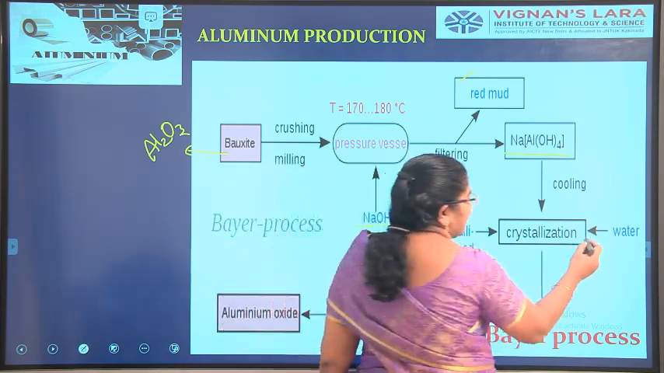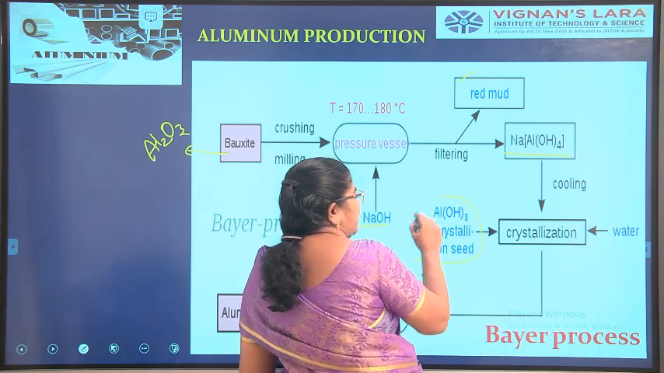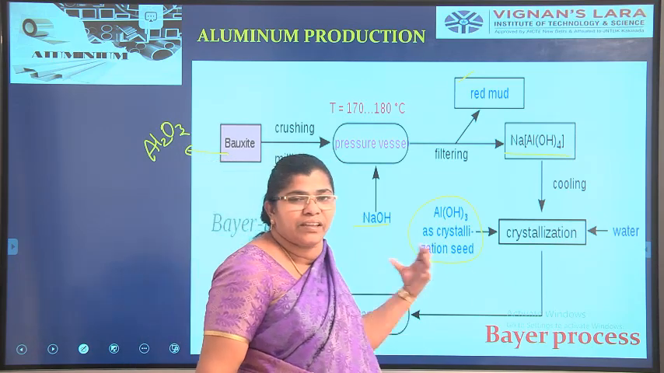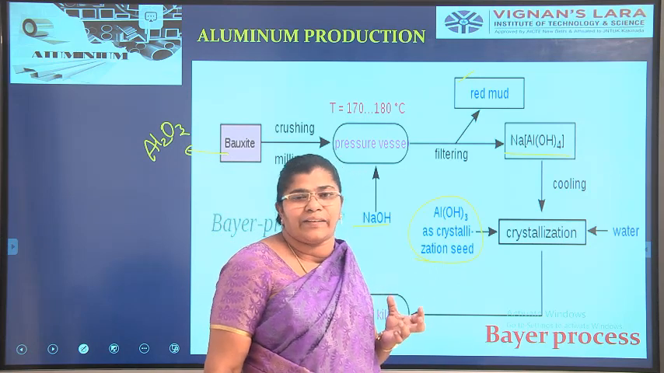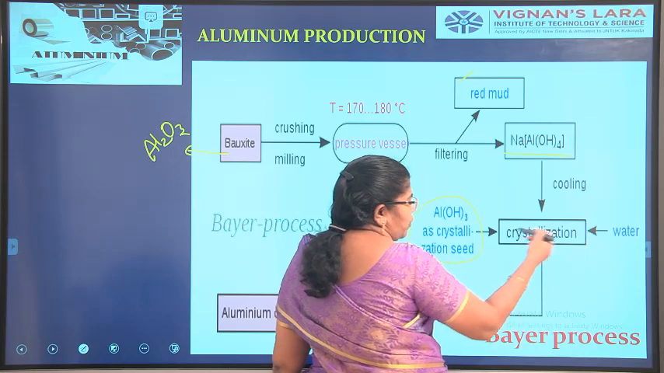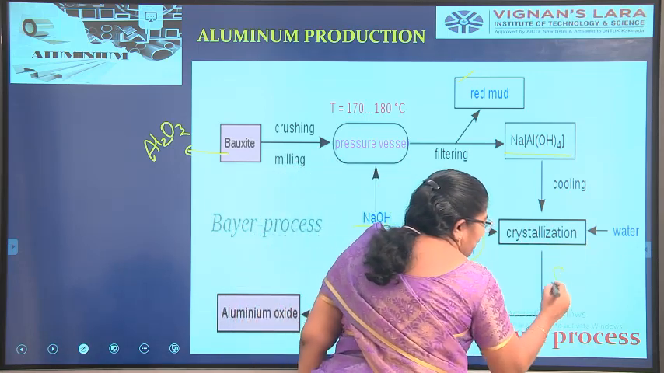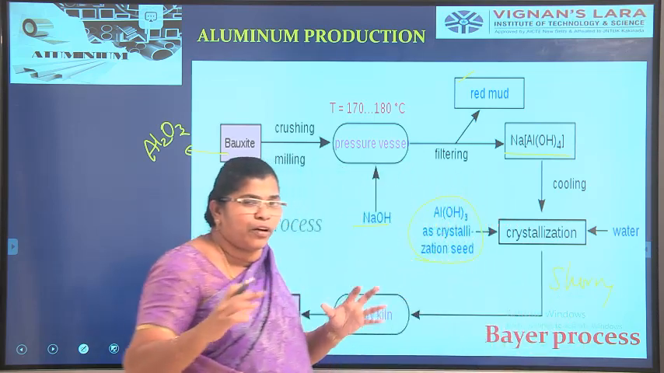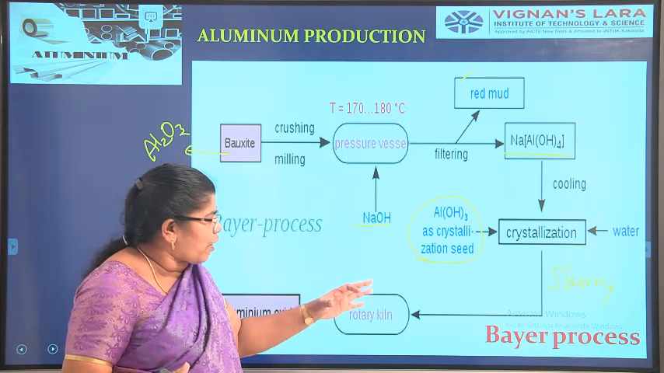Water is again added, and AlOH3 as a crystallization seed will also be added. It is mixed together, and a slurry will form. After crystallization, the water and AlOH3 crystallization seed are added, and it forms a slurry. A slurry is not a full powder and not a liquid.